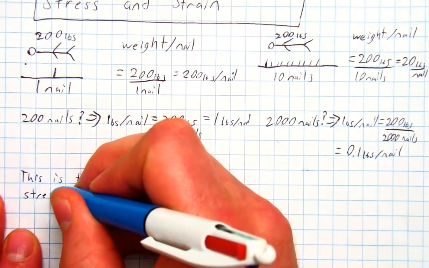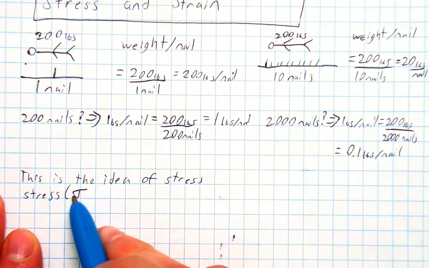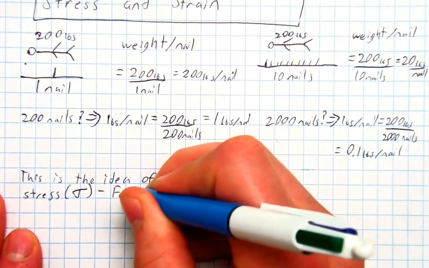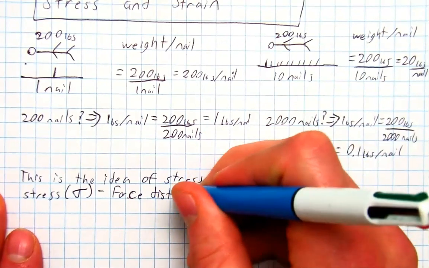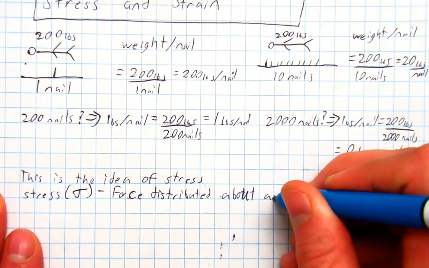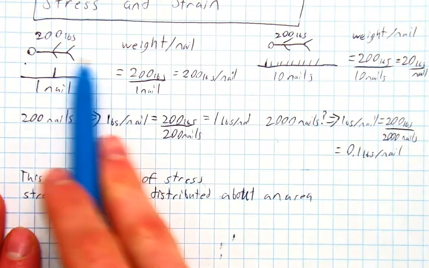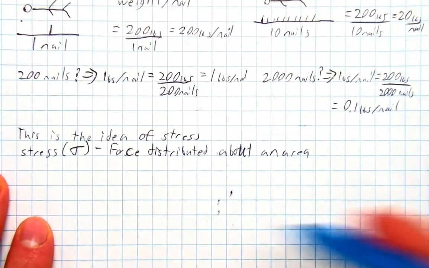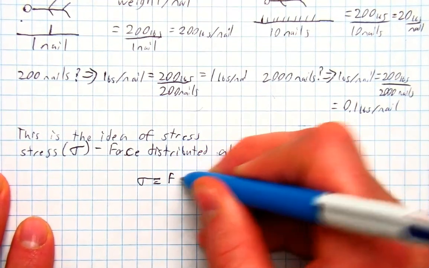Stress is a mathematical term, and we use this symbol. I'll just draw it out for ourselves. It looks like this. It's sigma, just sort of a U with a line going across it. And this is force distributed about an area. And so, instead of laying the force on nails, we're laying the force along some area. So we can even write out the formula for ourselves. We could say stress equals force divided by area.